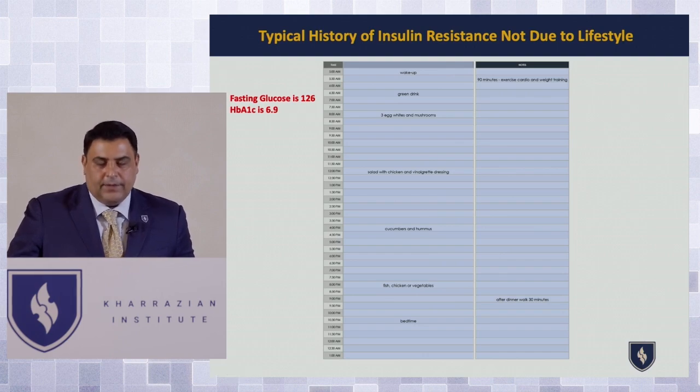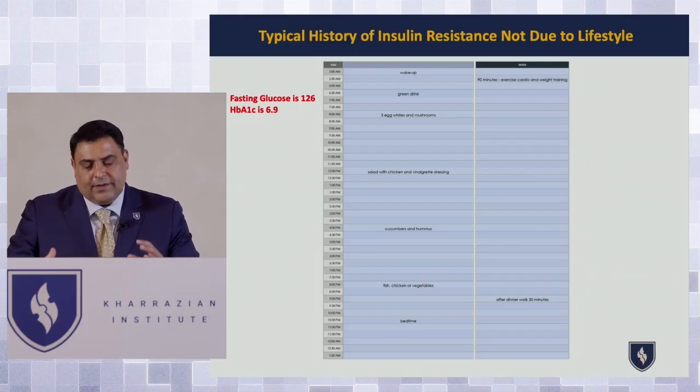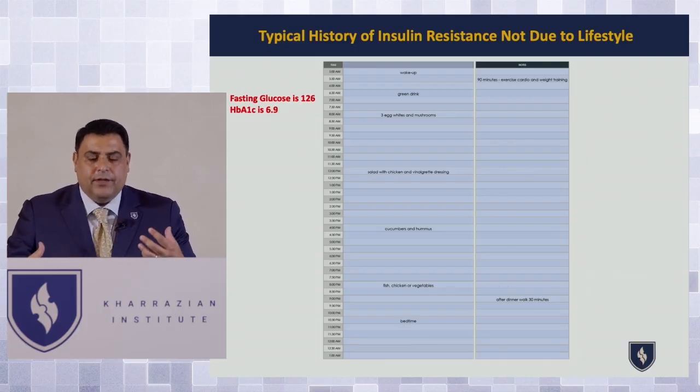There's no reason for this person to be diabetic. This is where they have antibodies against their pancreatic islet cells. So these examples of going through the timeline can really help you figure out what's happening.